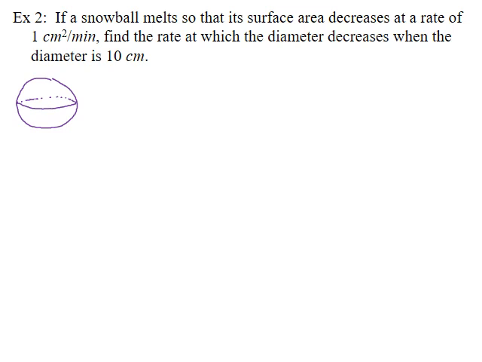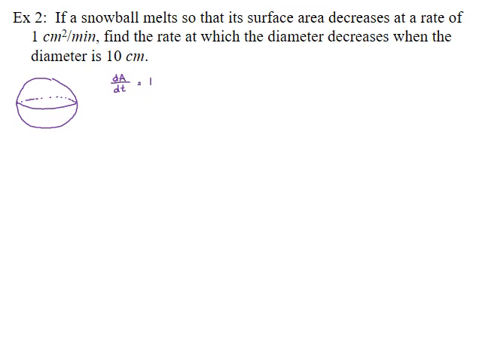So what do we know? Let's read the problem here. If a snowball melts so that its surface area decreases at a rate, so we know that the surface area, which is dA dt, is getting smaller. That's a key thing here. Since it's decreasing, that's going to be our negative 1. Oops, sorry, I didn't mean to put the C there. I'll put the variables later if you need to, but the negative 1 is what you're focused on.